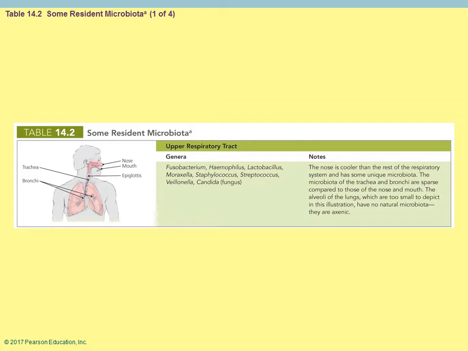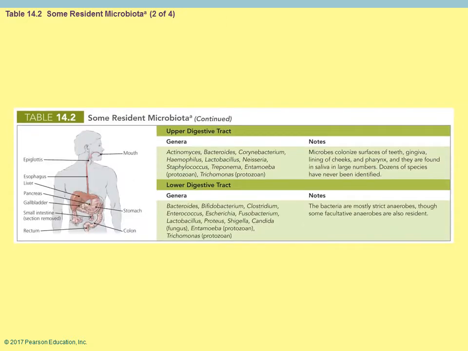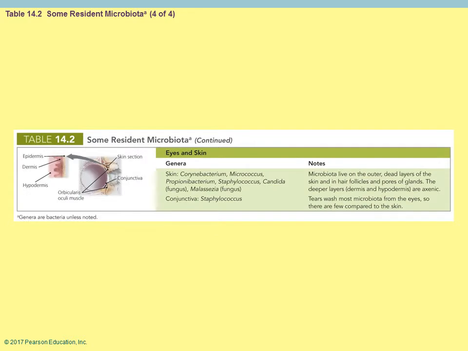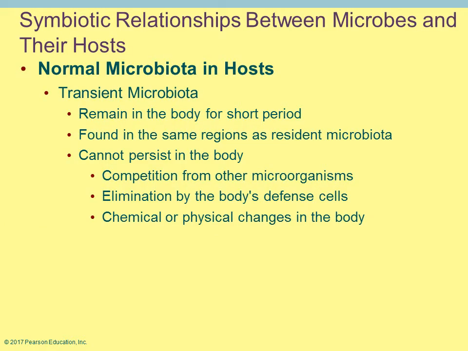And like I said, it's broken down by systems. So in your upper respiratory tract, you naturally have some staphylococcus, some streptococcus. These are not causing disease. They exist there naturally. It goes through the digestive tract, just to give you an idea, the reproductive and urinary systems, and also on your eyes, on your skin.